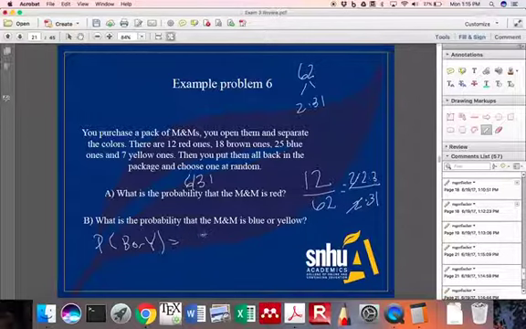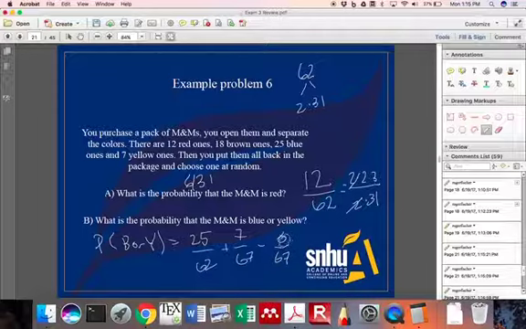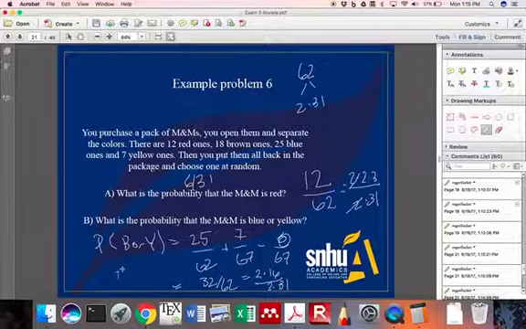So there should be 25 over 62 plus 7 over 62 minus 0 over 62. There are no M&Ms that are blue and yellow. 32 over 62. We know that that's 2 times 16, 2 times 31, so 16 over 31.